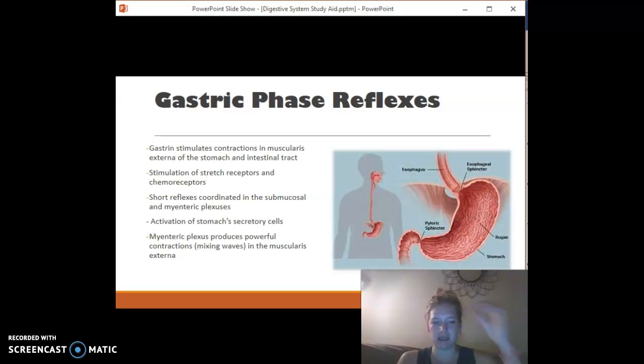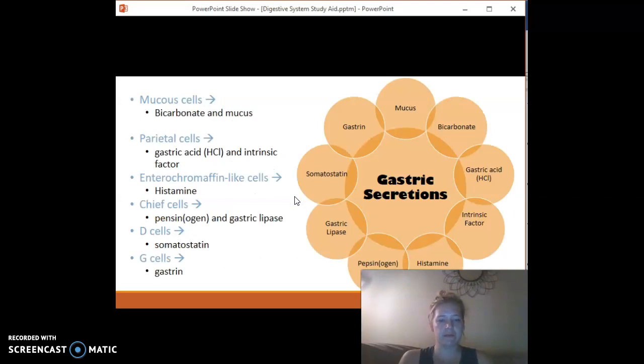And in this picture on the slide that you can see, there's a good illustration of the pyloric sphincter, which we mentioned controls how much stomach contents enters the small intestine. And then you can see the rugae of the stomach, and then the esophageal sphincter at the very beginning of the stomach.